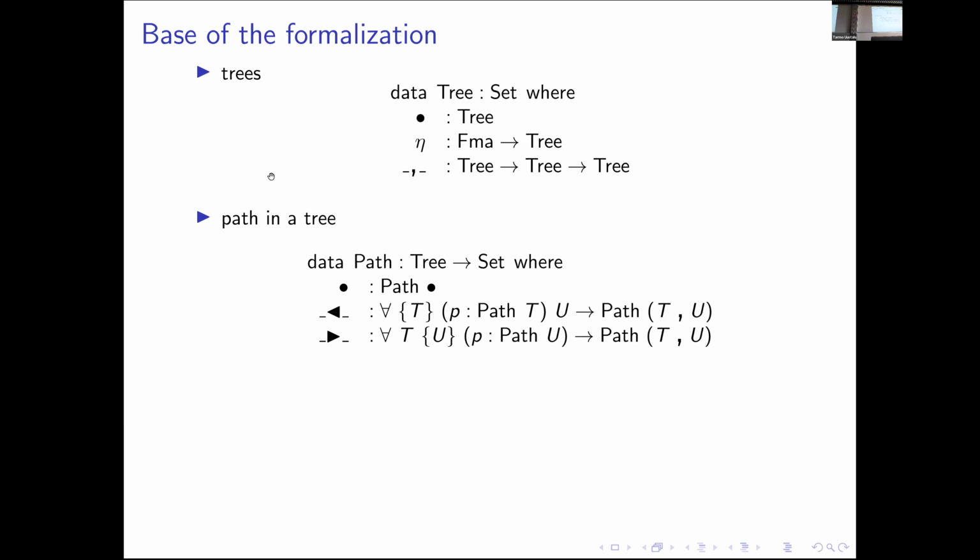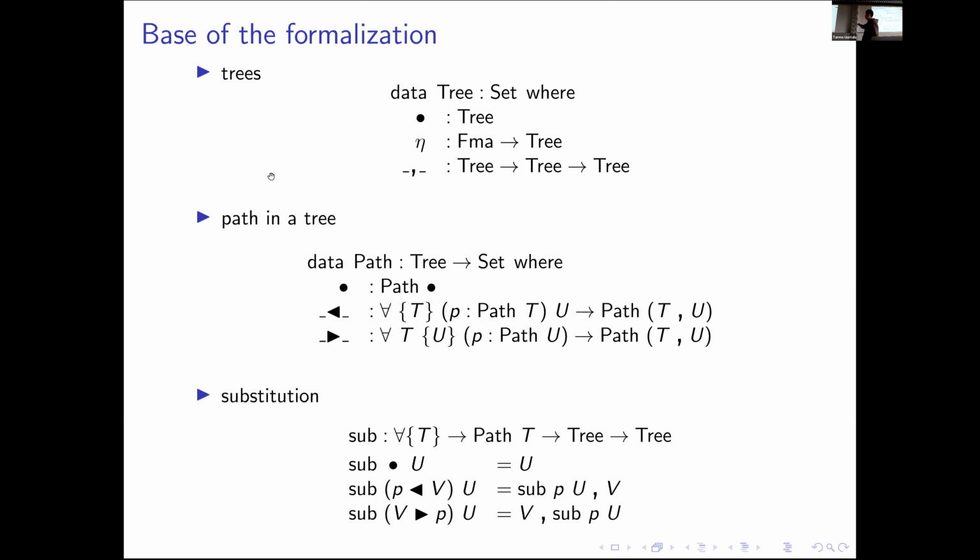So if we have a path in a tree and we are given another tree, we can form a new path in the new tree, where the left triangle tells you that the hole is in the left subtree, and the right triangle tells you that the hole is in the right subtree. And then we can define the substitution as you might expect.